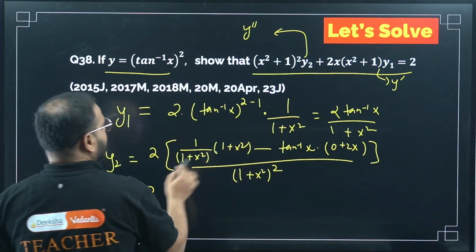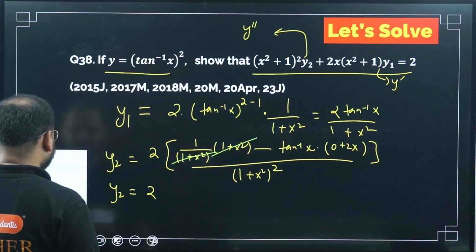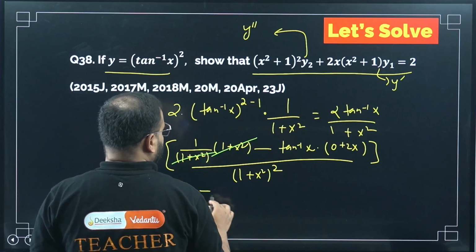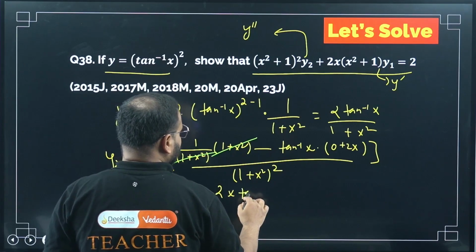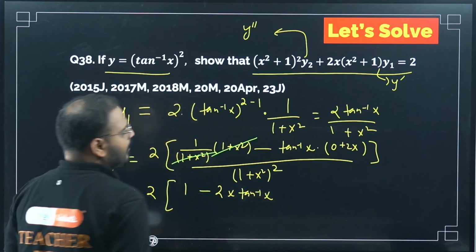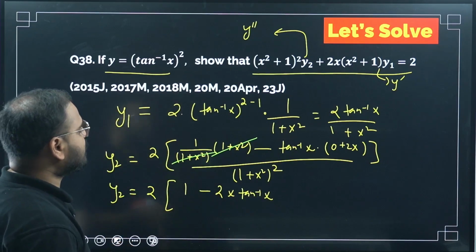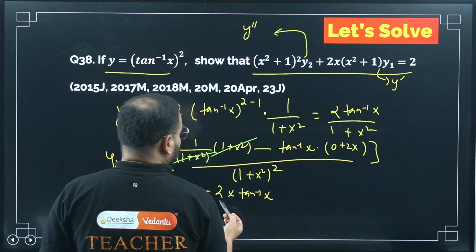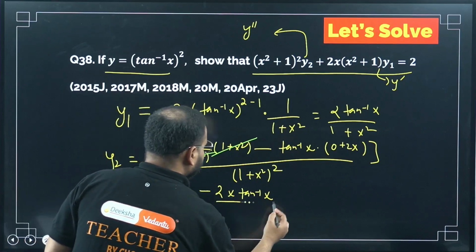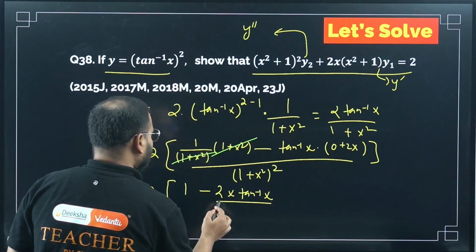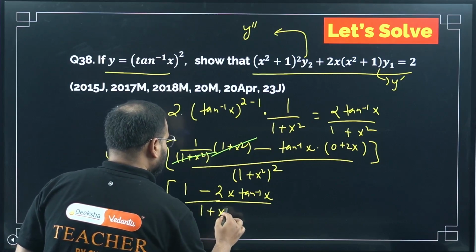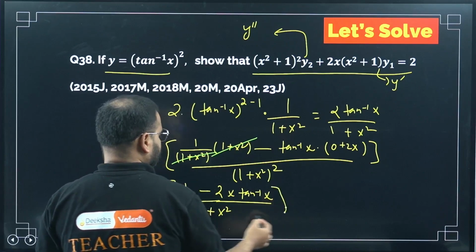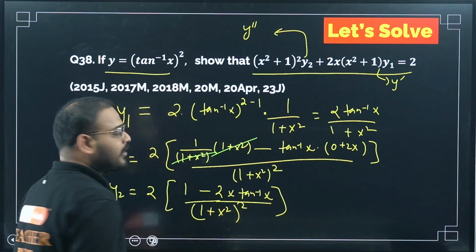Please check. Getting cancelled. Okay. Now what next? Simply 1 is there. And what is this? Minus 2x tan inverse of x, or not? Yes. Minus 2x tan inverse of x. So what is this? Please check. What is this? The whole thing upon 1 plus x square, the whole square is there.